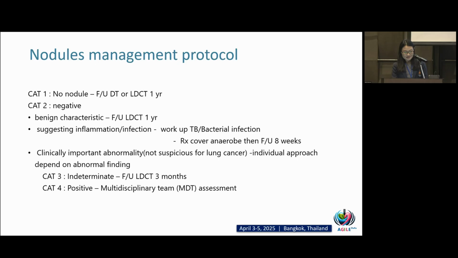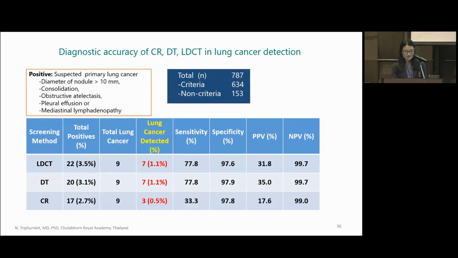If the category is no nodules or benign nodule, follow up in 1 year. If it suggests inflammation, we work up for TB and bacterial infection, treat to cover typical and atypical organisms, and follow up at 8 weeks. If it progresses and has symptoms, maybe work up for infection. For CAT3, the indeterminate, we follow up at 3 months and do a multidisciplinary team assessment.